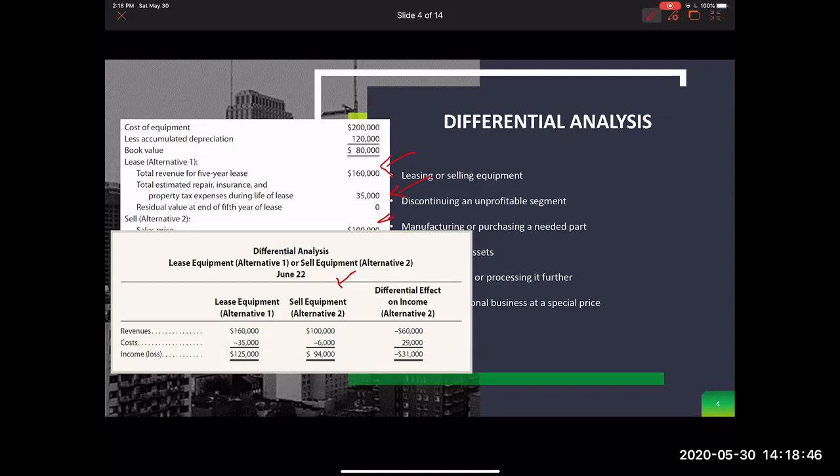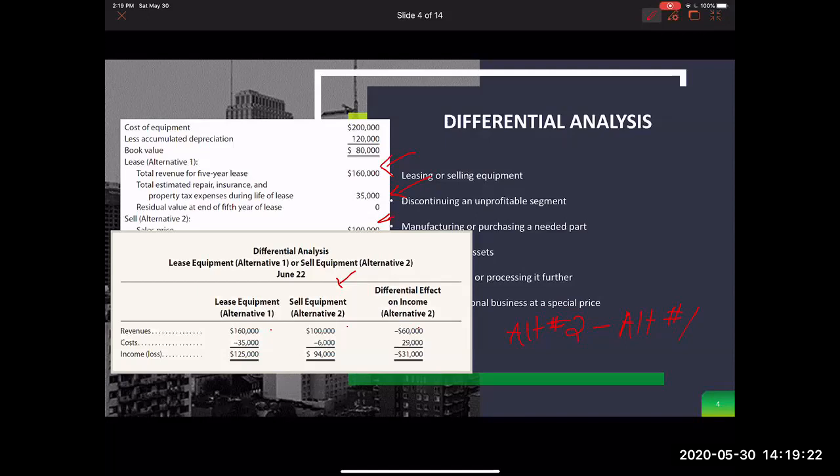All right. So in column number three is where you do the differential, where we compare alternative number one to alternative number two. And so don't forget, in doing this, you need to do alternative number two minus alternative number one, right? So we do 100,000 minus 160,000, and we get 60,000, so forth and so on. So in looking at this particular example, if you own this equipment, which decision are you going with?